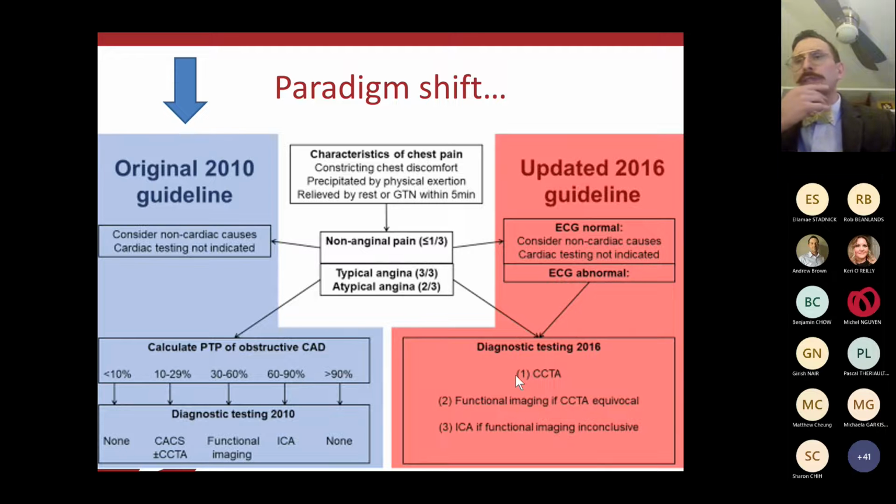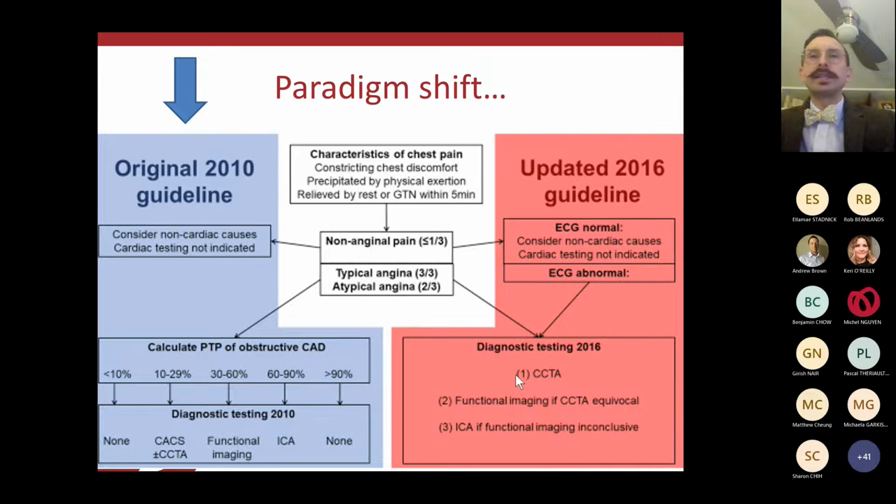Patients with an intermediate risk score between 30 to 60% were recommended to have functional imaging, such as myocardial perfusion imaging, stress echo, or stress CMR. Patients with a high risk between 60 to 90% were recommended to directly undergo invasive coronary angiography. And finally, patients with a risk above 90% were assumed to have CAD without any need for further testing.